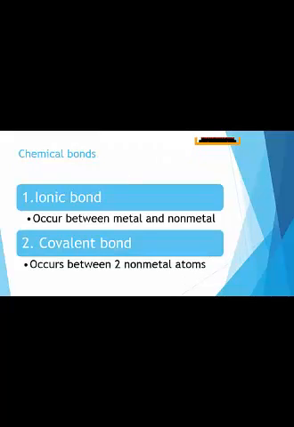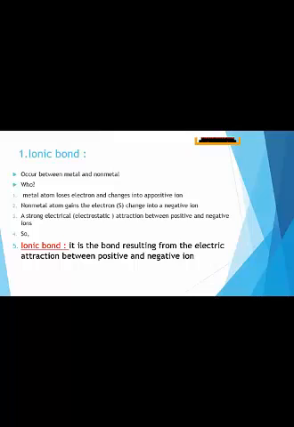The second point in this lesson is the chemical bond: ionic bond and covalent bond. Ionic bond happens between metal and non-metal, but covalent bond happens between two non-metal atoms. Firstly, ionic bond, as we say, happens between metal and non-metal.